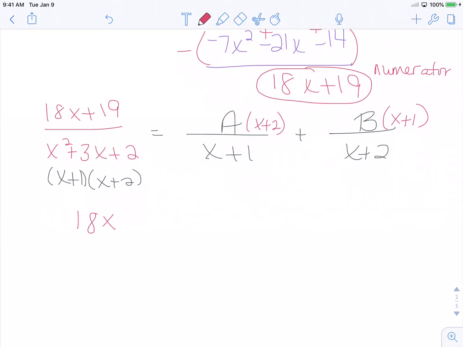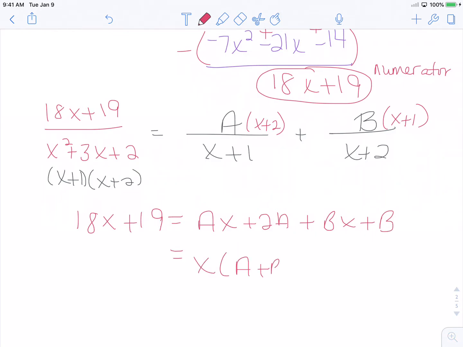So 18x and 19. So then you've got ax plus 2a, bx plus b. And then just a little organizing, pulling the x's together. And then if it doesn't have an x, it's just a constant. So there we go.